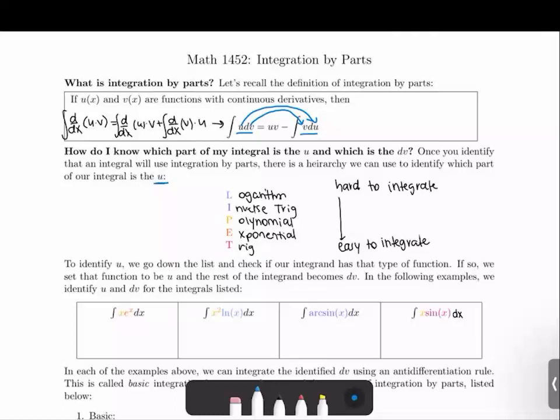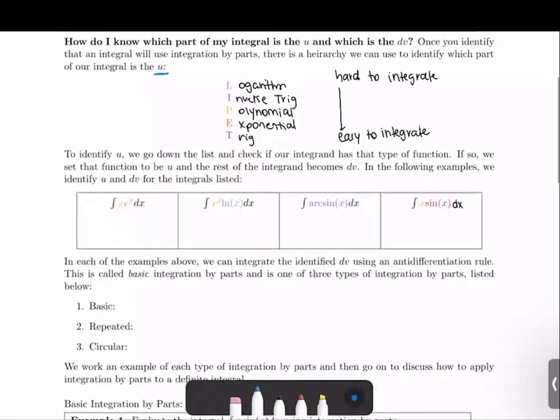So whenever we're looking at our integrand, we're going to identify the pieces of it and what types of functions they are. And then we go down the list and check if our integrand has that type of function. If it does, we set that function to be u, and the rest of the integrand, including the dx, becomes dv. So let's look at some examples.